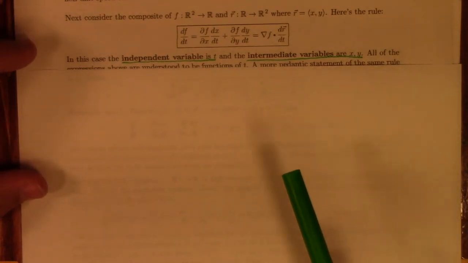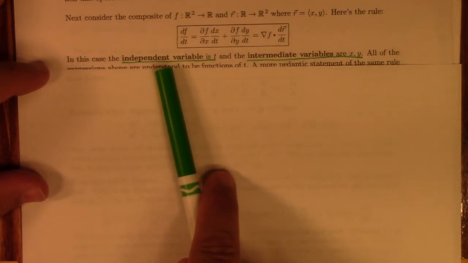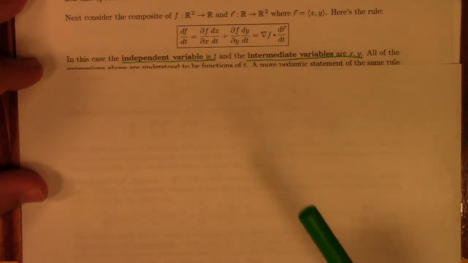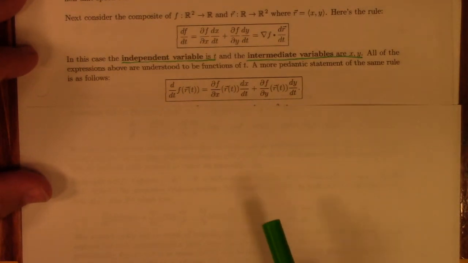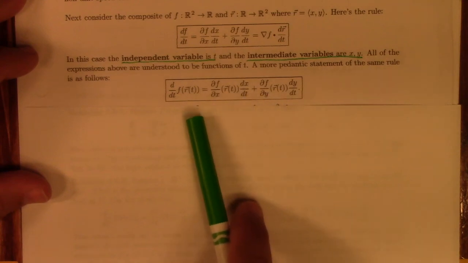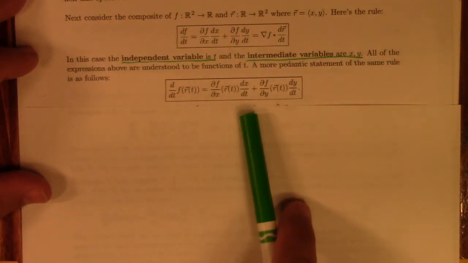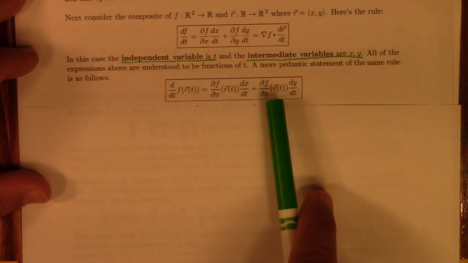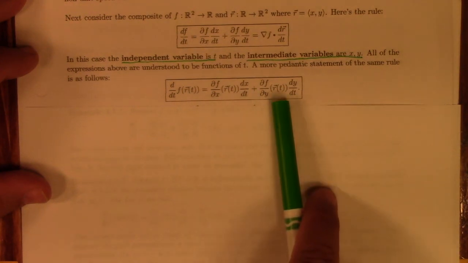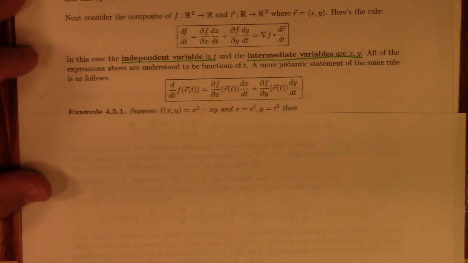Anyway, the sentence I just said you don't necessarily have to remember, but it would be good for you to know the terminology independent versus intermediate. I'll keep using that terminology to try to drive it in. Again, a more pedantic statement of the above chain rule looks like this. Notice that the partial derivatives also have to be evaluated at t, like that.